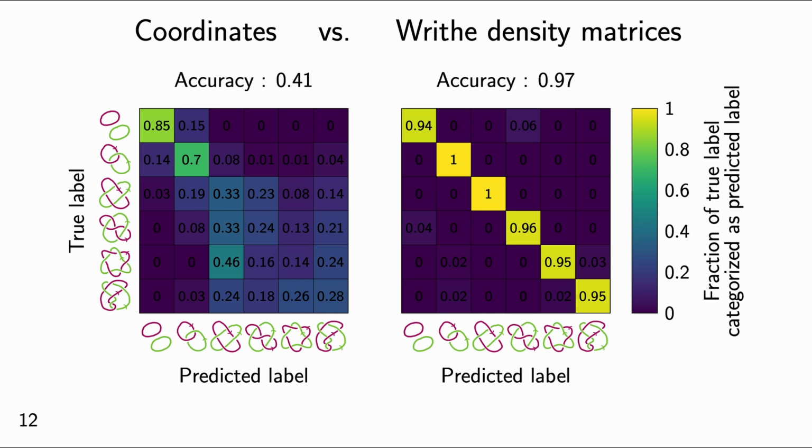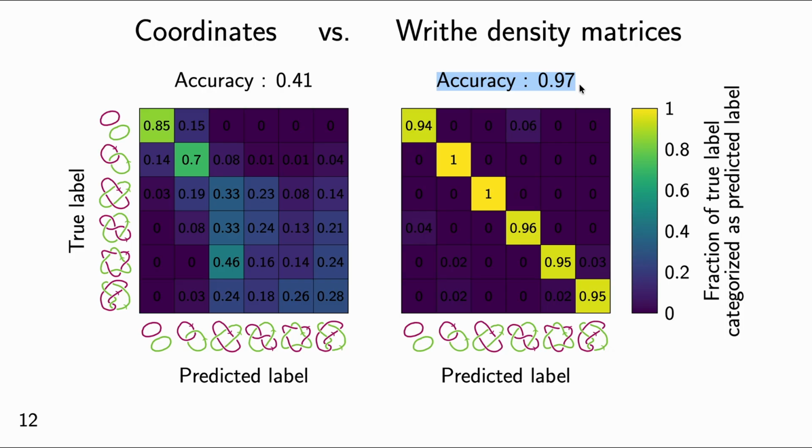The key takeaway is that if you want to measure the success of a classification network in terms of one number, the number you're looking for is the accuracy. The accuracy is between 0 and 1, or 0% and 100%, and it measures the fraction of the links that were correctly classified by the network. In this case, a network trained on the XYZ coordinates alone has an accuracy of about 40%. Random guessing would be about 16%. A neural network trained on the Writhe density matrices has an accuracy of about 97%. So that is way, way better.